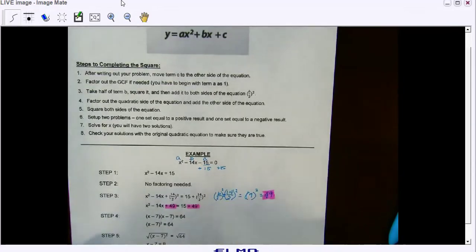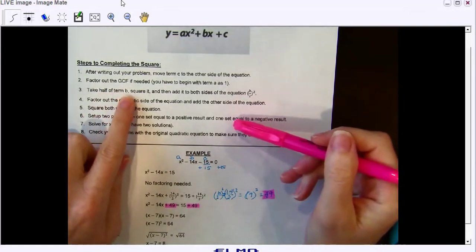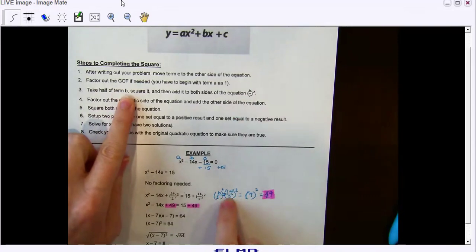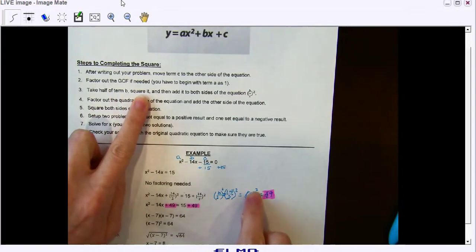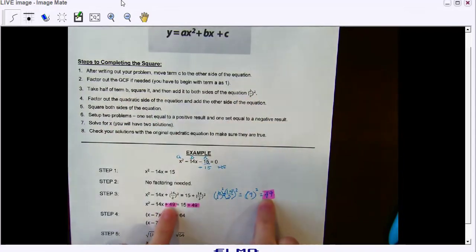Okay, so let's go back up to the step. It says take half of term B. We did. We took half of term B. We divided it by 2 and we got 7. Square it. We squared it and we got 49. And then add it to both sides of the equation. So we're going to add it to both sides of the equation.